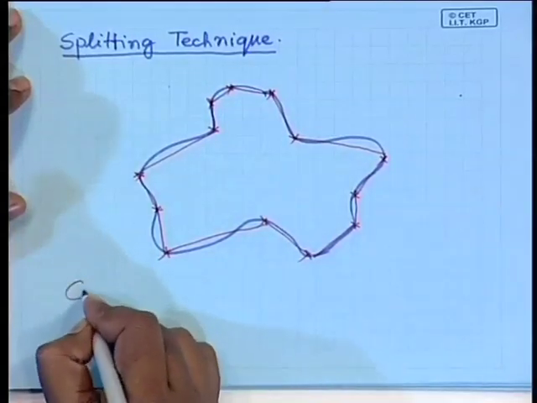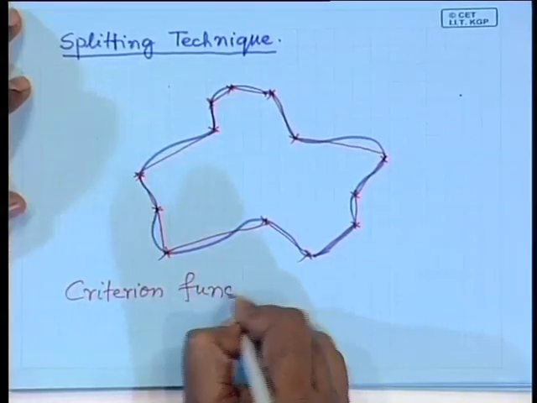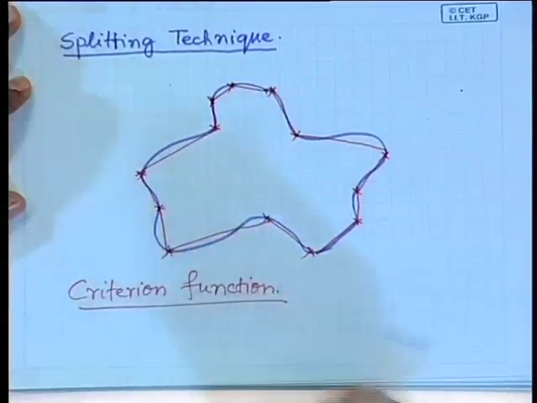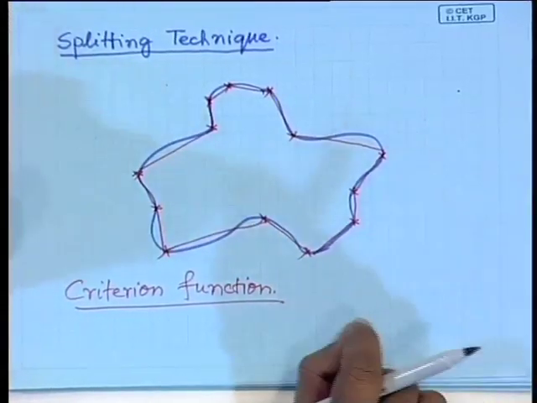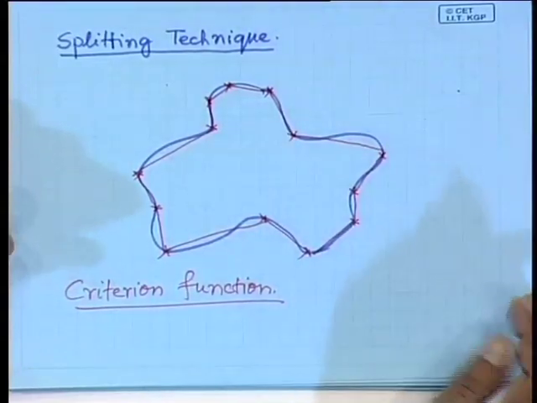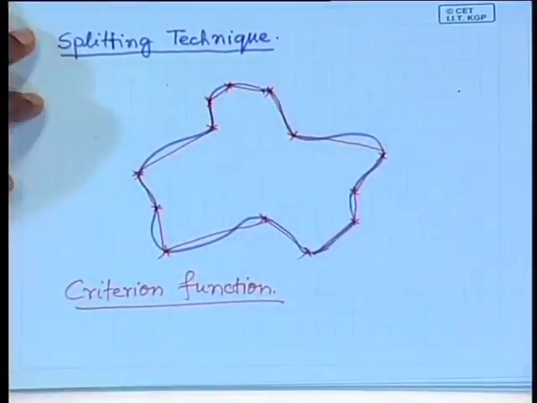Now, the criteria function, as I said, comes into picture, which helps to decide which points on this arbitrary shaped boundary are to be taken along which this boundary can be split. So, there are different criteria functions, and different functions give you different results. The results may not be identical, but they are more or less similar and help in all practical applications of this polygonization technique. So, let us talk about one or two such criteria function based approaches.